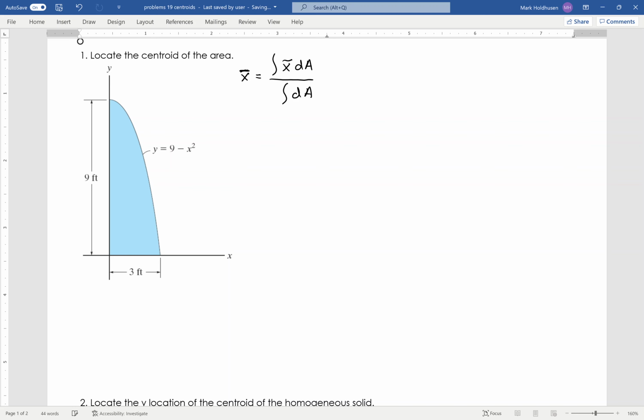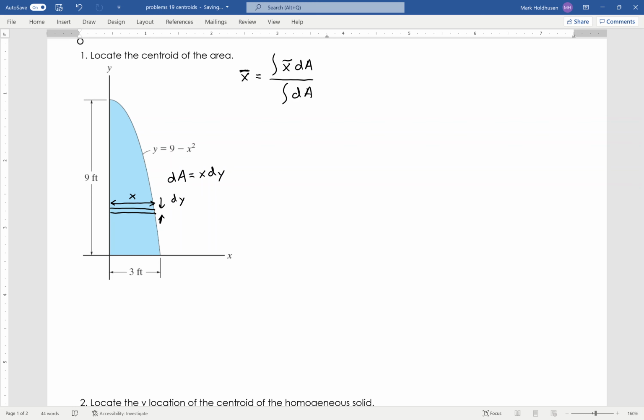So we've got to kind of define what dA is. And the way that we're going to do that is by drawing a thin rectangle at some arbitrary location. So I'll draw that thin rectangle right here. Okay, and so that thin rectangle has a thickness of dy, right? And a width of x. So the area of that rectangle, which is going to be dA, the infinitesimal area of that, is going to be that x times the dy, basically the length times width.